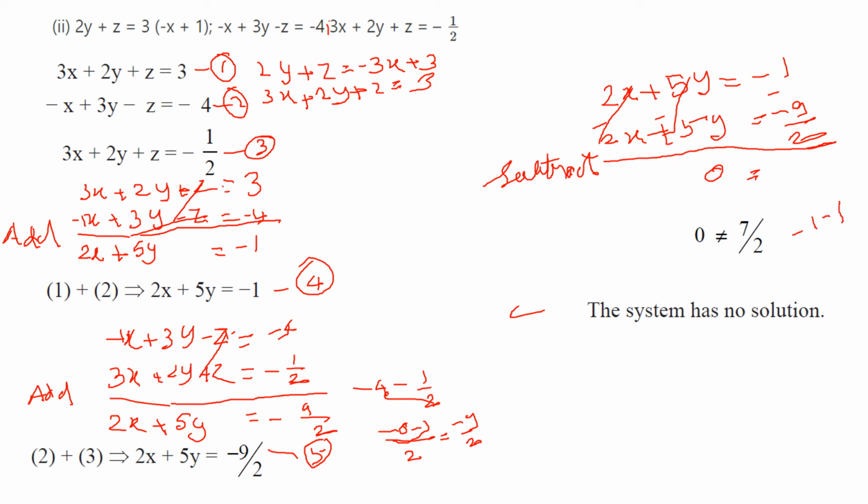That means minus 1 plus 9 by 2. Cross multiply: minus 2 plus 9 by 2. Here also, one minus and one plus means subtract the numbers, 9 minus 2, 7, and the greater number's sign is plus, so 7 by 2 is the answer. So 0 is not equal to 7 by 2. This is a contradiction. Therefore, the system has no solution.